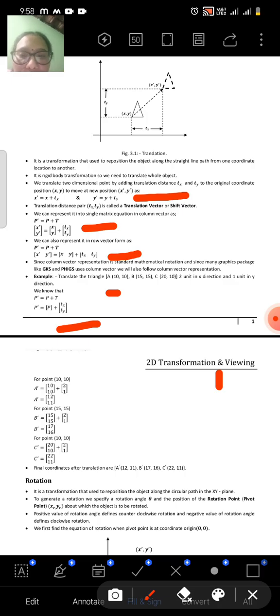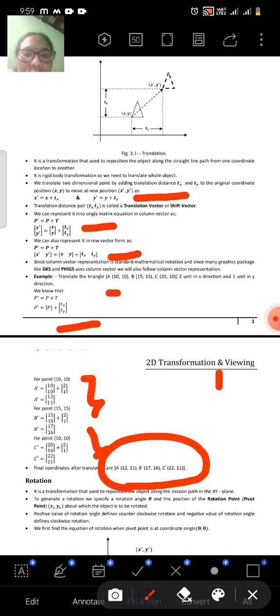Here we can use the column vector formulas. We apply the column vector formulas for each of the three position points. After the final coordinate translation, we get these kinds of values. So it was translated from one position to another position.